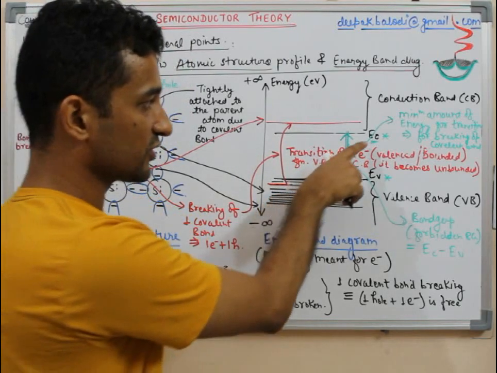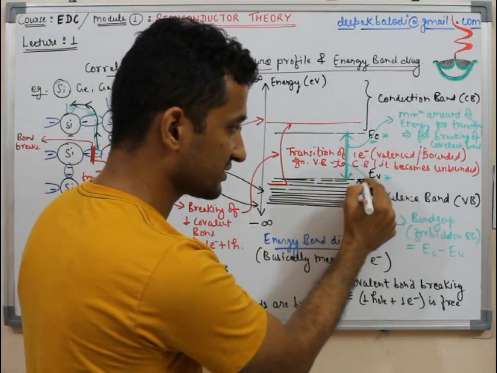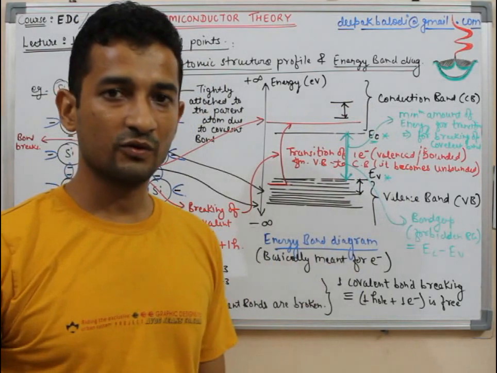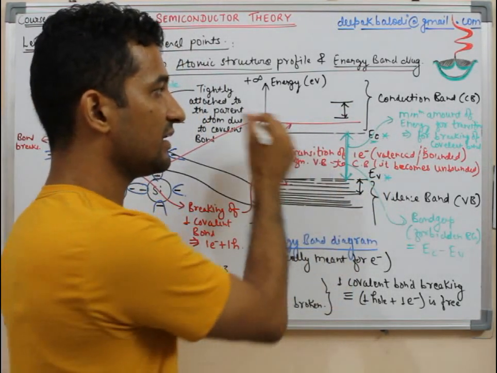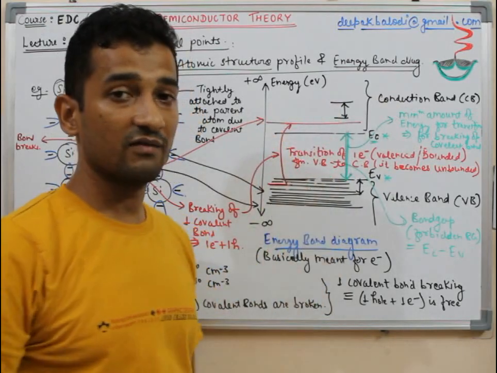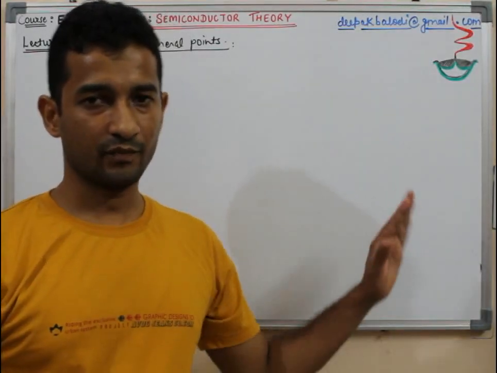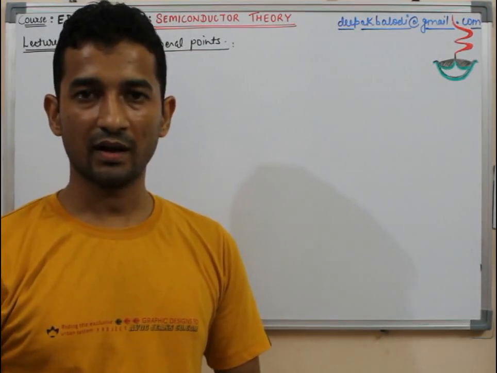So there is a value possible for EC minus EV. There is a value possible for this minus this. There is a value possible for this level minus this level. But there is no absolute value defined for only EC or for only EV or for any energy band or any energy level alone.